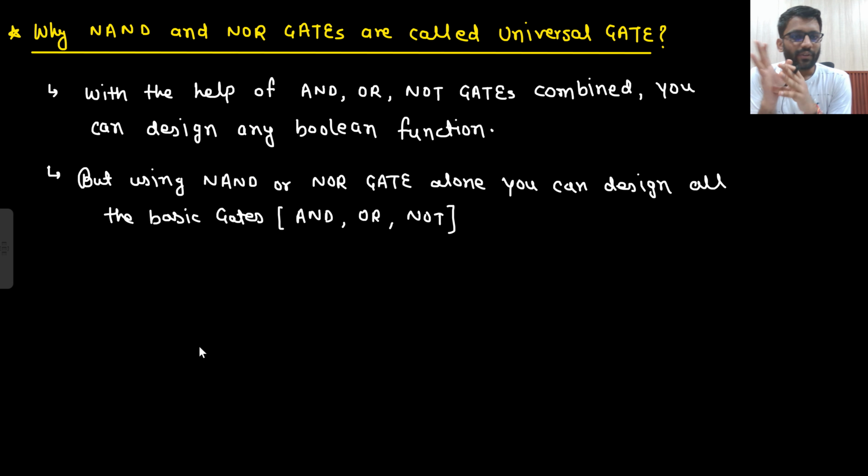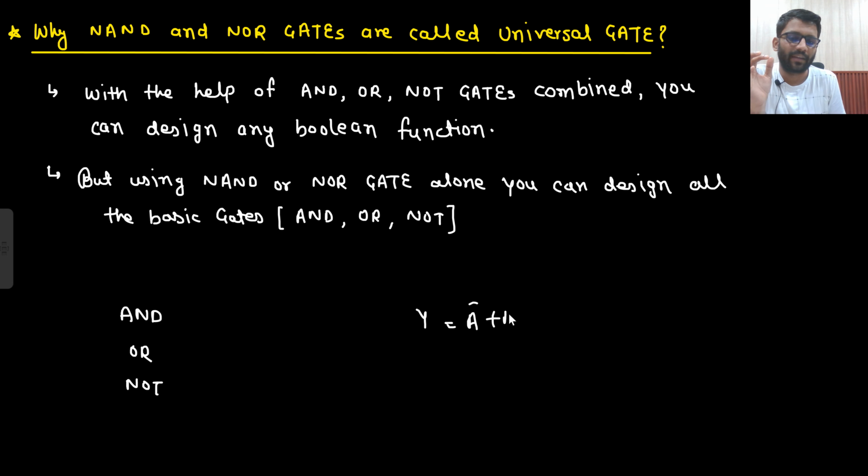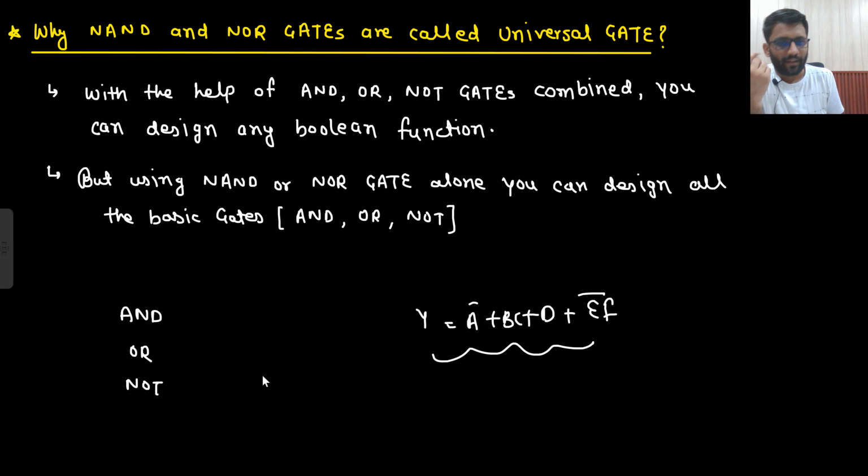Now this is the most important question, and listen to it very carefully. Why NAND and NOR gates are called universal gate? So let's write down the first point. With the help of AND gate, OR gate and NOT gates combined, you can design any Boolean function. Let's just say I give you AND gate, OR gate and NOT gate, and then I ask you to design a random Boolean function. Let's just say this is the random Boolean function I am giving you. Can you design this Boolean function using these 3 gates? You will say yes, I can design any Boolean function using these 3 gates.